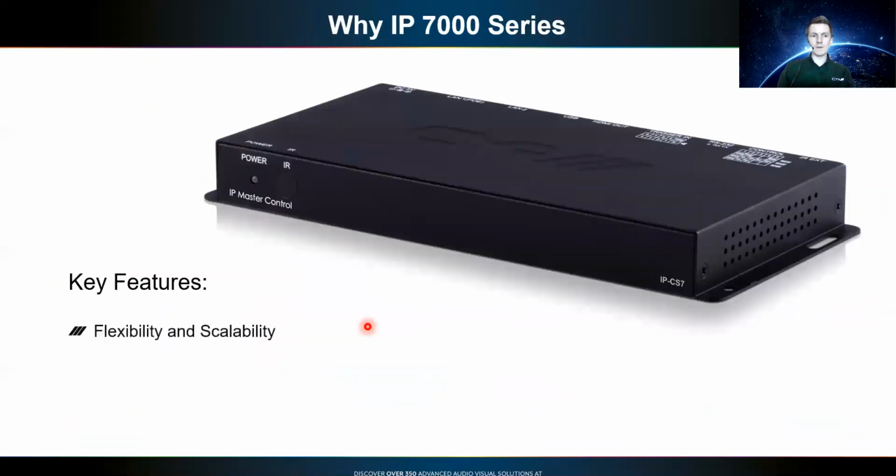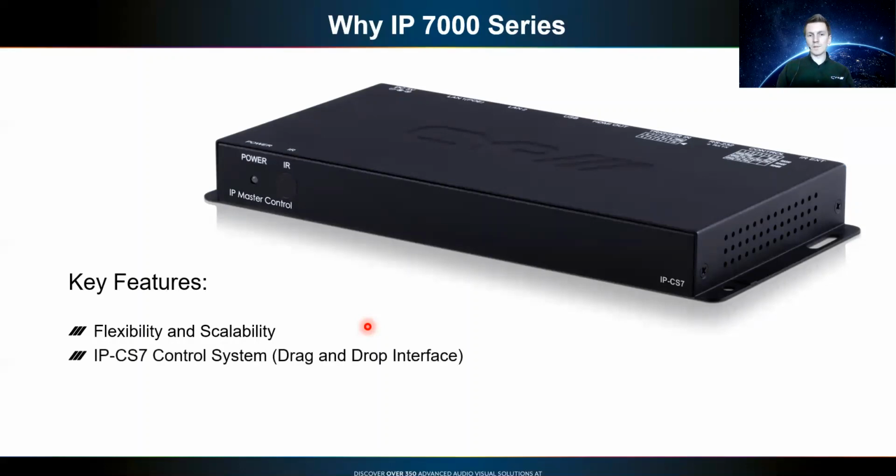Key features of this: flexibility and scalability. Of course, with an AV over IP system, if a customer has specified maybe an 8x8 originally, but then decides to add additional transmitters later on down the line, they can just purchase more transmitters. Unlike a fixed 8x8 or 10x10 or 6x6 matrix, where once you've got that, that's the maximum you've got within reason. With this, you can just add additional transmitters or receivers to the system. They're very, very simple to set up thanks to the wizard that's built into the CYP IP7000 CS7 controller.